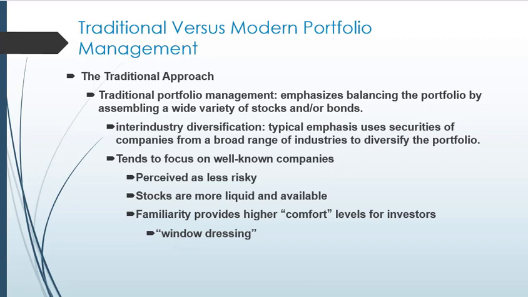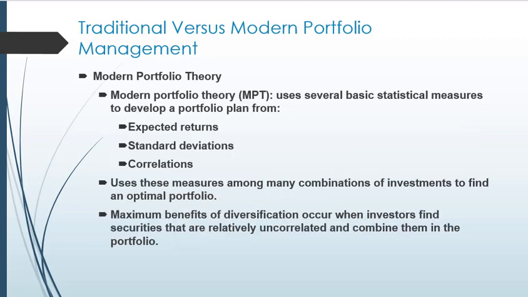level for investors. Modern portfolio theory utilizes the statistics we've been talking about: expected return, standard deviation, correlations. Ultimately, they utilize beta, and they use these measures to find combinations of investments to ultimately try to define what the best portfolio could possibly be. So they want to achieve maximum benefits when we combine securities that are relatively uncorrelated, and we combine them together in portfolios.